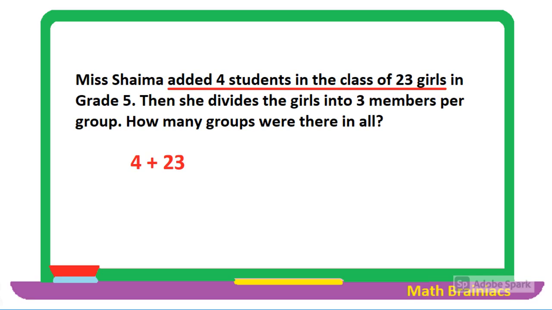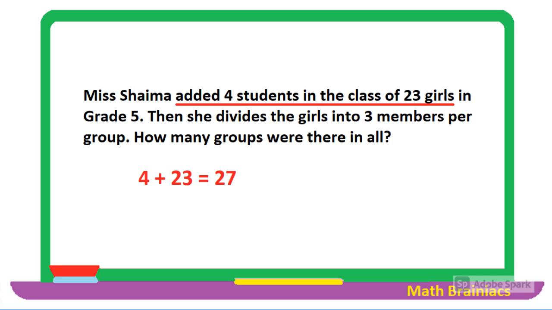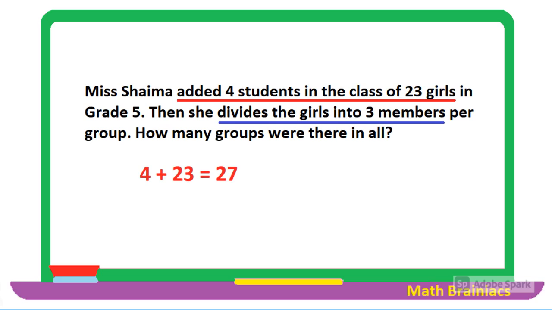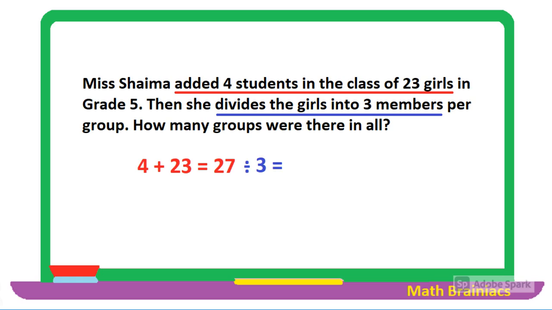Correspondingly, I wrote the numerical expression of the red underlined phrase added 4 students in the class of 23 girls. And that is 4 plus 23. 4 plus 23 will give us 27. Let us continue the numerical expression. There is a blue underline and divides the girls into 3 members. Appropriately, we're going to divide 27 by 3.